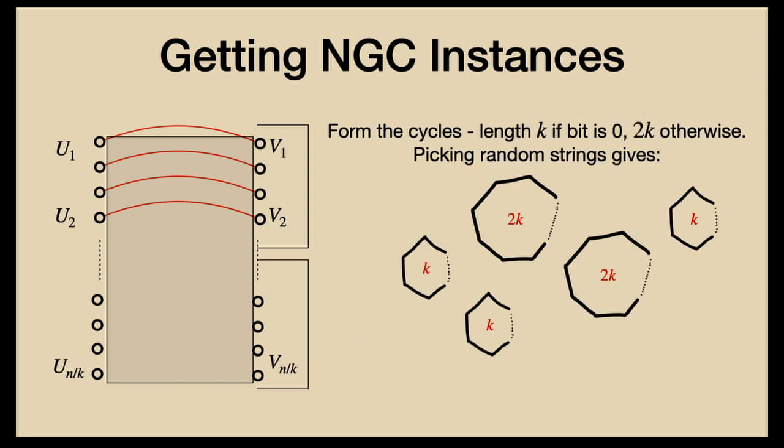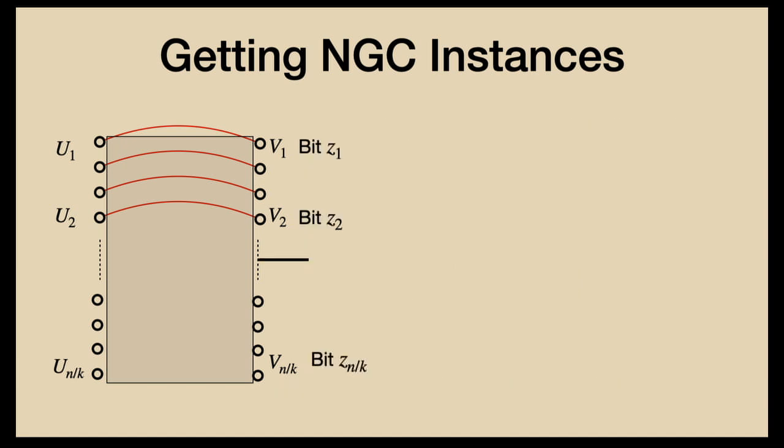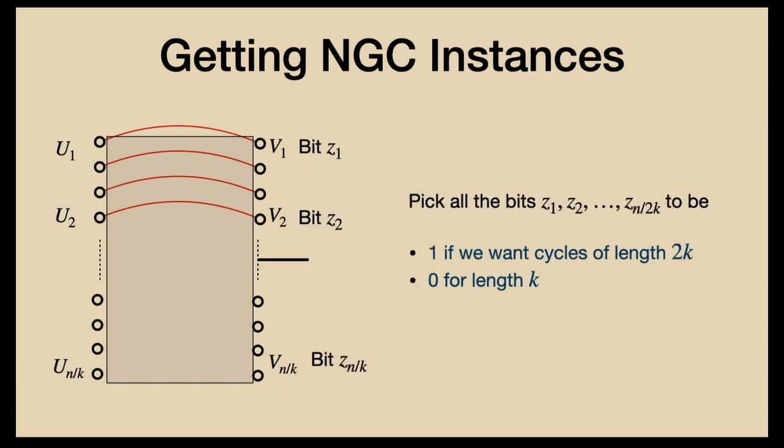And now, let's look at what these strings have to be. If these were just completely random strings, you're going to get a mix of k cycles and 2k cycles, because they can be 0 or 1. You don't have any control over them. So you're just going to force all of these strings to be completely 1 if you want cycles of length 2k, and fully 0 if you want cycles of length k. And for the remaining half of these bits, you don't care, because that can be anything.